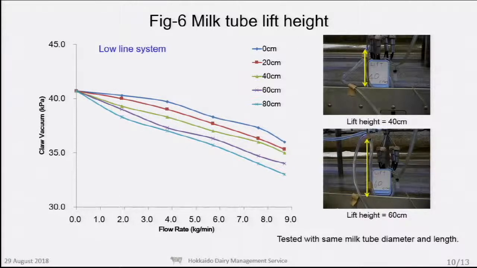This slide shows the factor of milk tube lift height on the low line system with the same milk tube diameter and length. Milk tube lift heights are from 0 to 80 centimeters. Higher lift heights make low flow vacuum lower. These pictures show milk tube lift height tests on a dairy farm. Upper side is 40, lower side is 16.